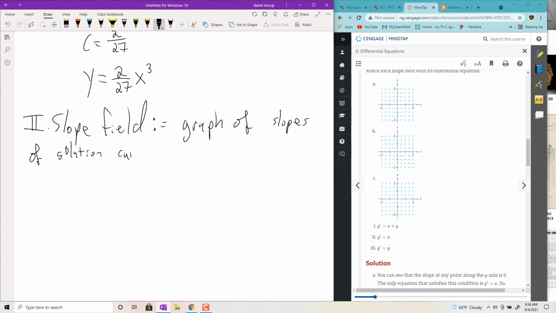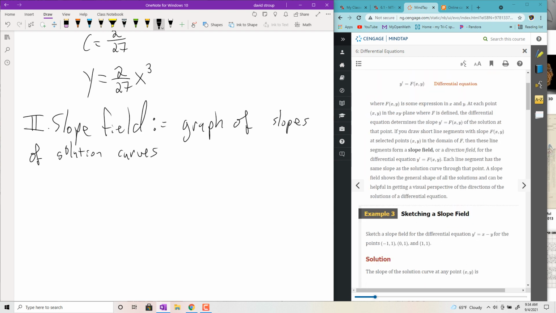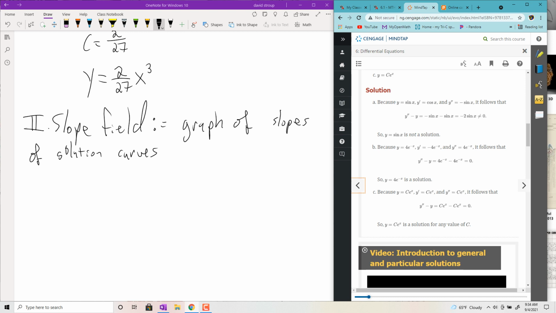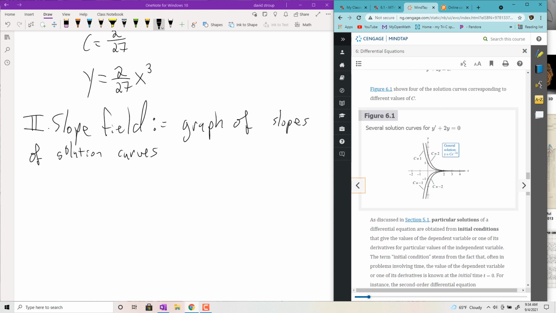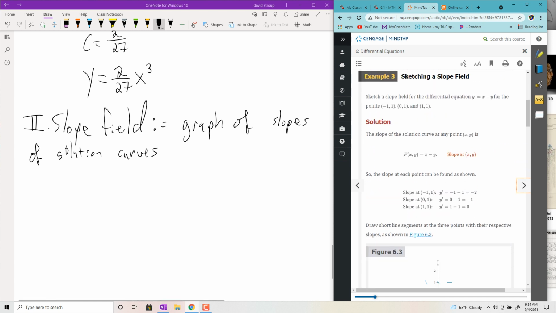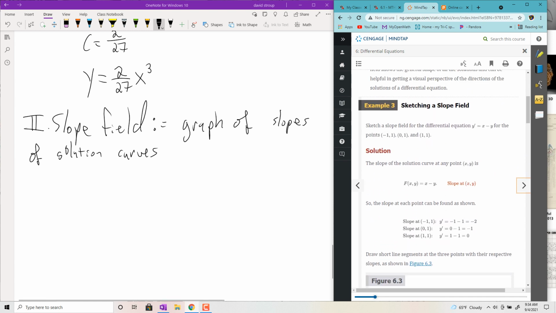Back here on this other page, you would have a family of solutions, like here. Imagine putting little slope marks all over this. That would give you a slope field, and that's what you're going to see over here. We're not going to be able to generate a slope field unless you have a particular form for a differential equation, so you need this kind of form: dy over dx equals some function of x and y.